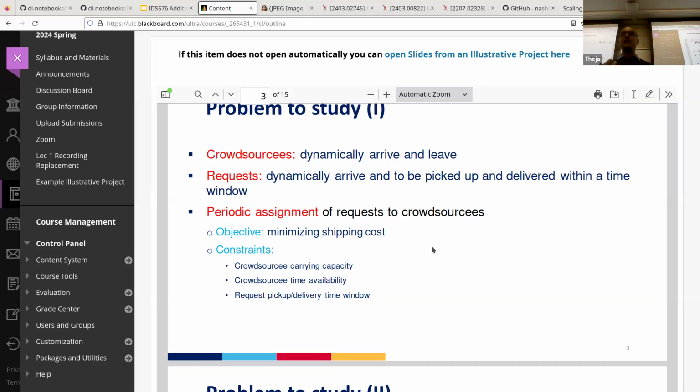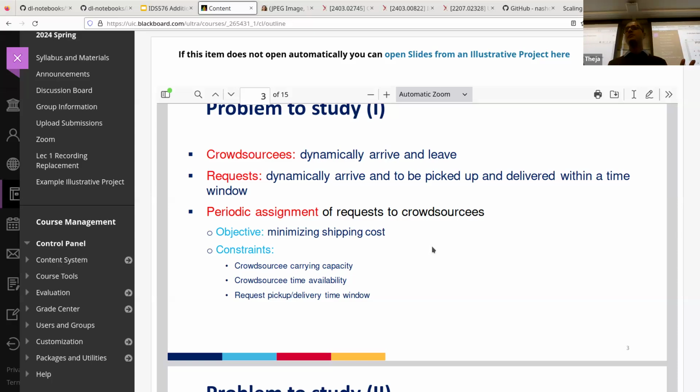So how would you match? There are many ways to say, oh, this request should be picked up by this crowdsourcer at this time, and things like that. And the interesting thing is you may want multiple requests if they're on the same path. Then maybe the crowdsourcer can pick up request one parcel, pick up request two parcel, and then drop off appropriately.